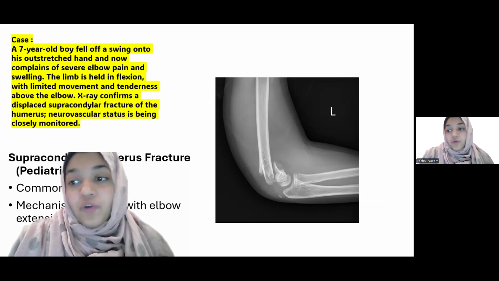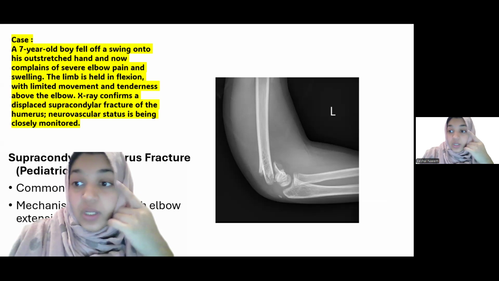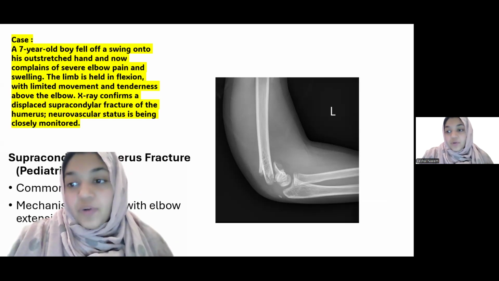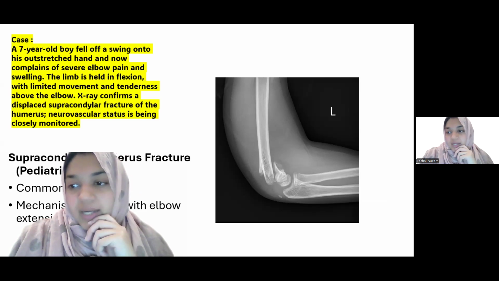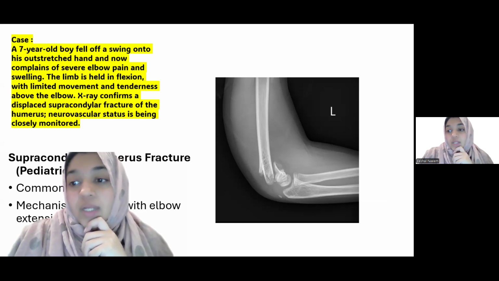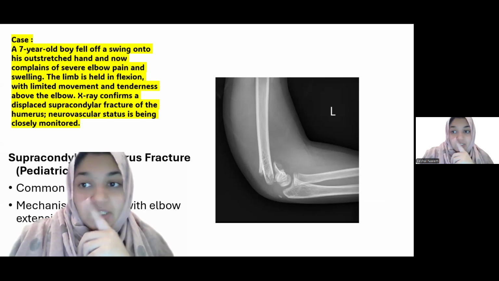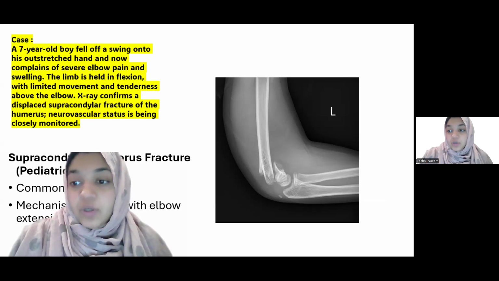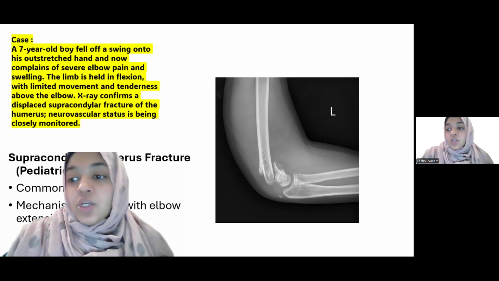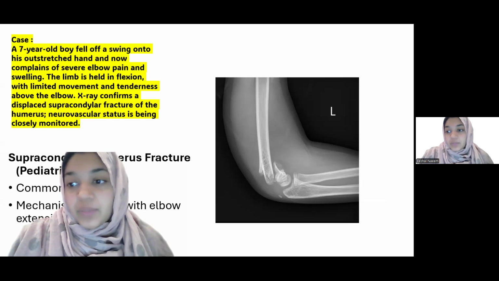Now, a pediatric supracondylar fracture often happens from falling on an outstretched hand. We have a Gartland classification that I don't think you should know at this stage. Now, there's a high risk of brachial artery injury and a median nerve injury because they're both running in this area, right? So you also have a risk of compartment syndrome.